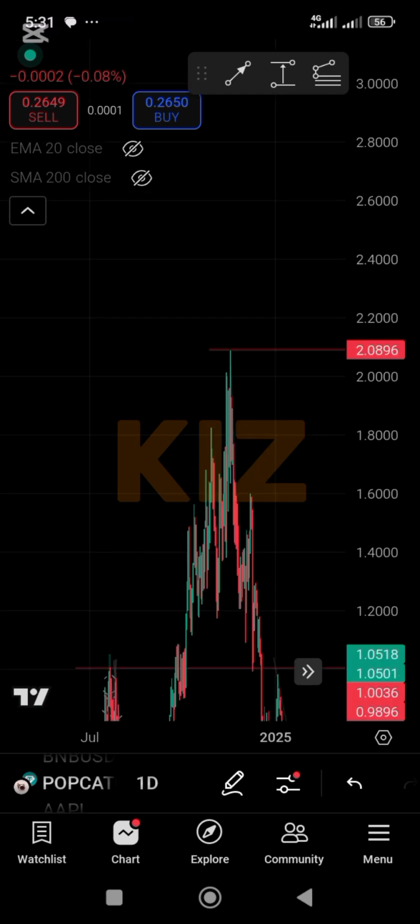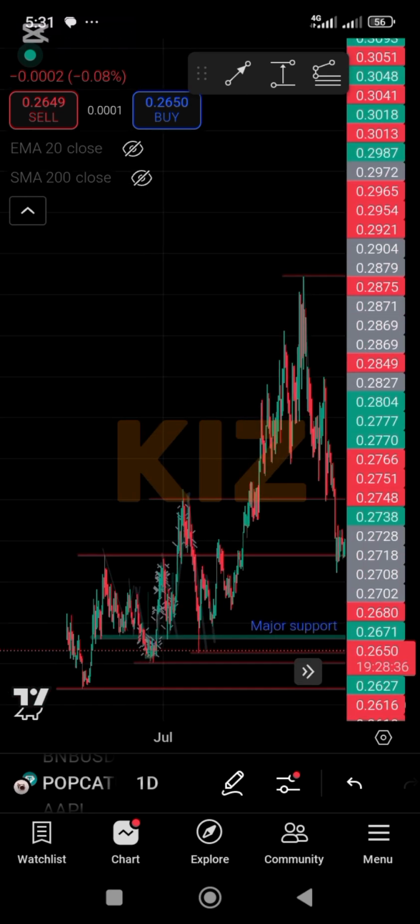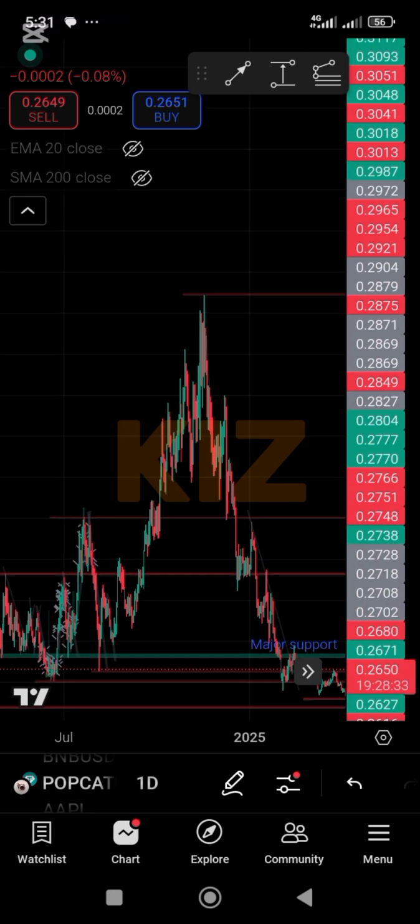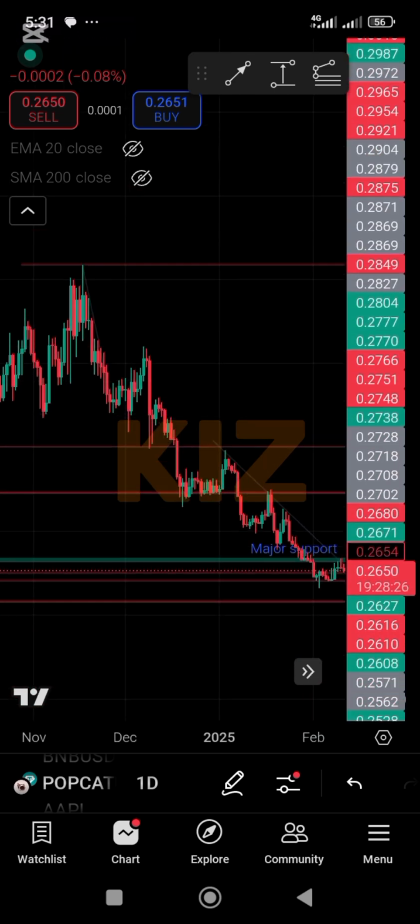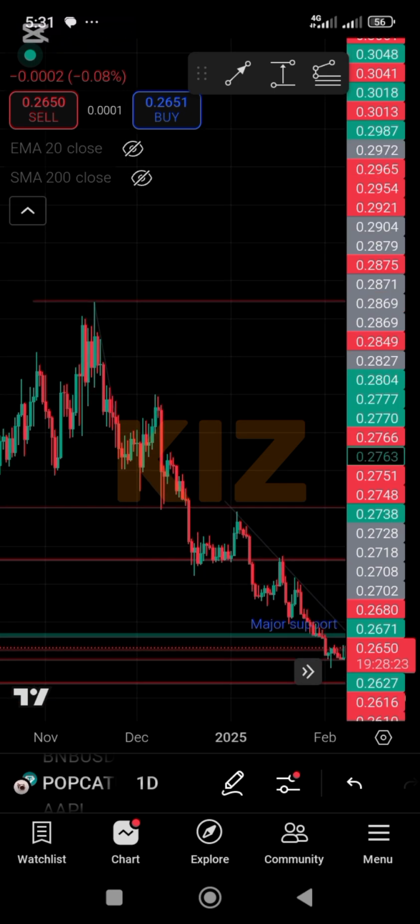For example, this is Polkadot, a crypto. So let's see. Okay, yeah, I think we'll find one. This is a daily chart. So if you can see, the price is coming down here. The price is coming down here.